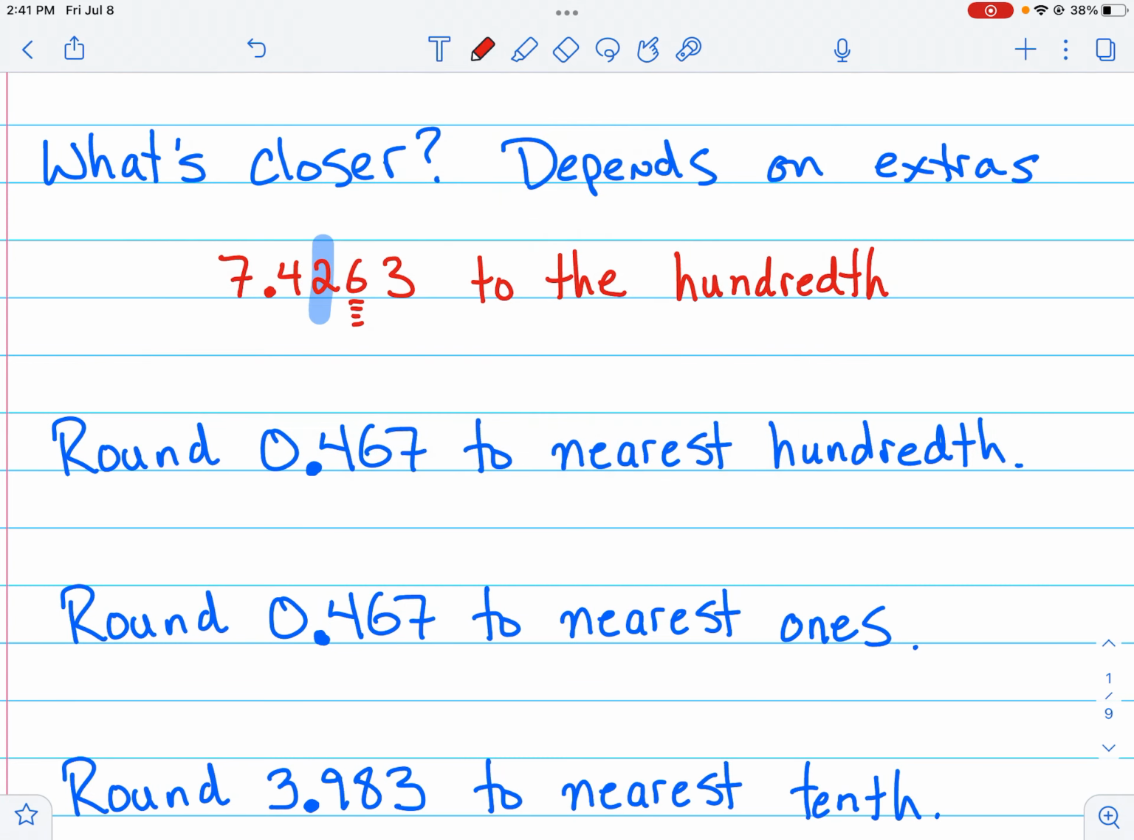So we're going to take this 7.42 and turn it into 7.43 because the extras are big enough, 63, right, or even just the 6. The extras are big enough that we're going to round it up.